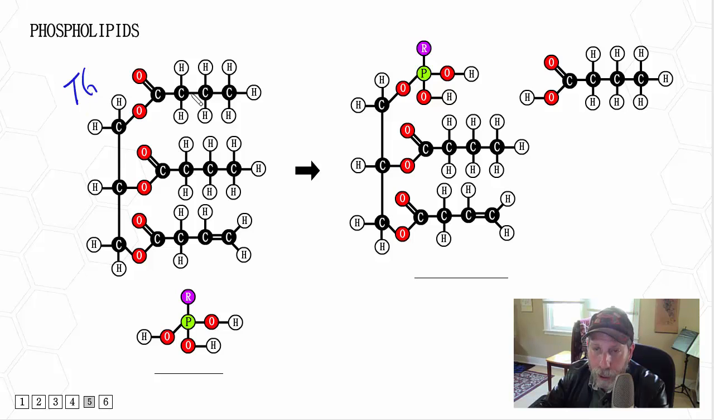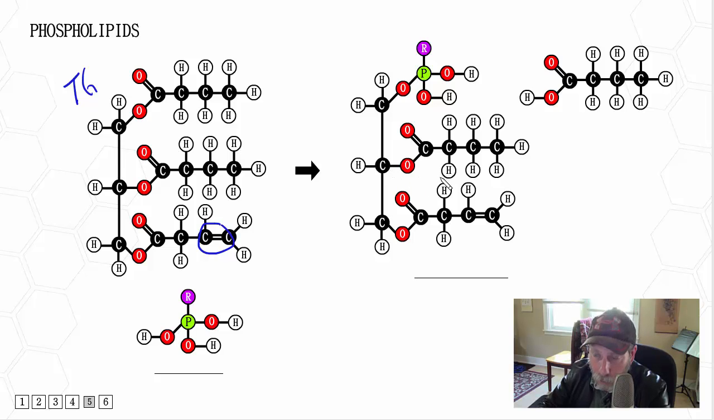People often use TG as the short form for triglyceride. Remember, it has the glycerol backbone and fatty acids. I happen to choose one that was unsaturated and the saturated fatty acids. It doesn't matter which ones particularly. And we are going to convert this triglyceride into a phospholipid.